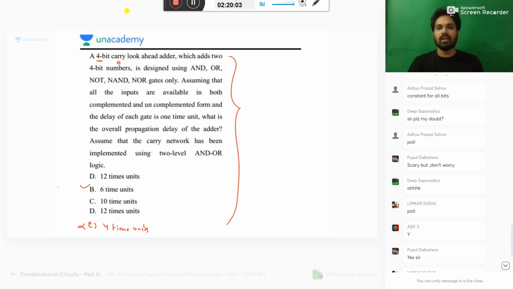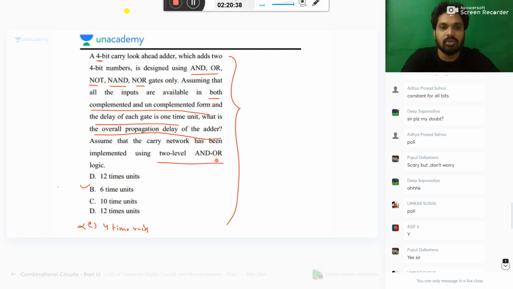A 4-bit carry look ahead adder which adds two 4-bit numbers is designed using which gates? AND gate, OR gate, NOT gate, NAND gate, NOR gate. Every gate is there for you. No, which gate is not available? Comment please. You are exhausted, I think. So just 2 minutes. XOR is not available. Assuming all inputs are available in both complemented and uncomplemented form also, delay of each gate is 1 time unit. What is the overall propagation delay of the whole adder? Implemented with the same 2-level AND OR logic only. XOR is not available. So please listen.